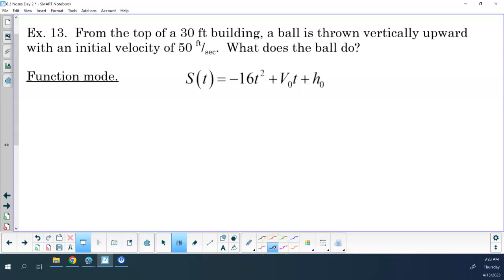So my function, we'll call it, it could be anything, we're going to call it s of t in this case, is going to equal negative 16 t squared plus, what's my initial velocity? 50 feet per second, so that's plus 50 t. What's my initial height? 30.